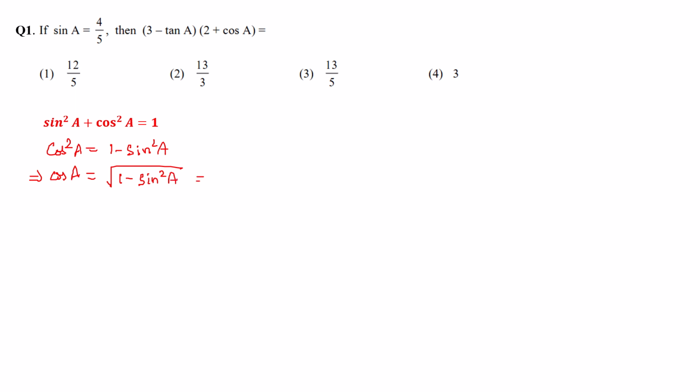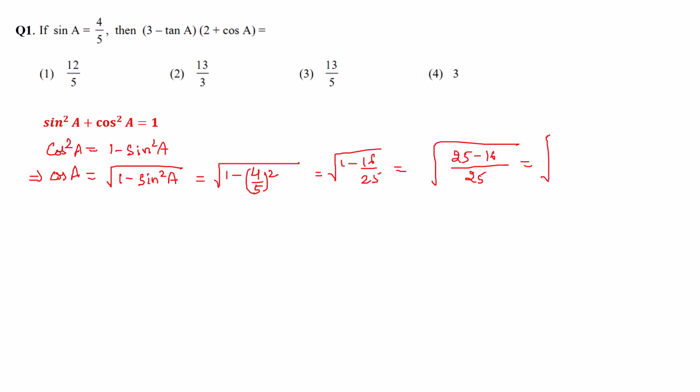So let's find the value of cos A now, as you already have the value of sin A. So 1 minus (4 by 5) whole square, which will give me root of 1 minus 16 by 25. So let's take the LCM. LCM is 25. So 25 minus 16, you will get root of 9 by 25. Root of 9 is 3, root of 25 is 5. So now cos A is 3 by 5.